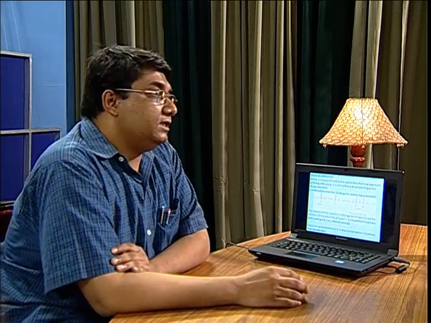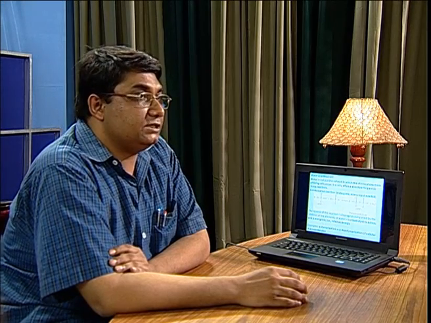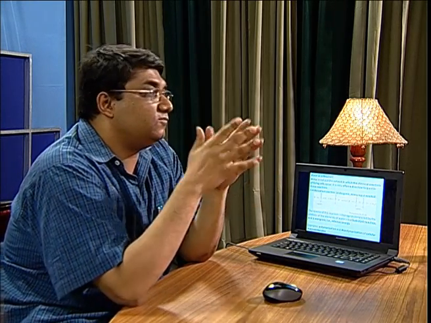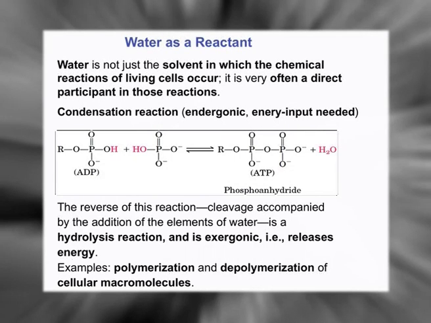Sir, can water directly participate in biochemical processes as a reactant? There are many such examples where water participates directly in one of the most important biochemical processes of life. Say there are certain reactions called condensation reactions, where two molecules condense to form a bigger molecule. Like here, ADP combines with inorganic phosphate, forming ATP. Here you can see water is eliminated between the two molecules.